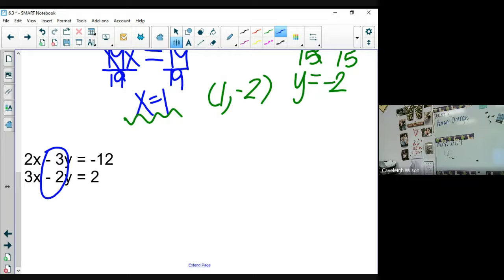So looking at the y here, 3 and 2, -3 and -2. What number should they both become? What's the least common multiple of 3 and 2? 6. Now, one of them's gonna have to be negative, one of them's gonna have to be positive. Does not matter which one, okay? So let's make the top one be +6. So what am I gonna multiply -3 by to make +6? -2.